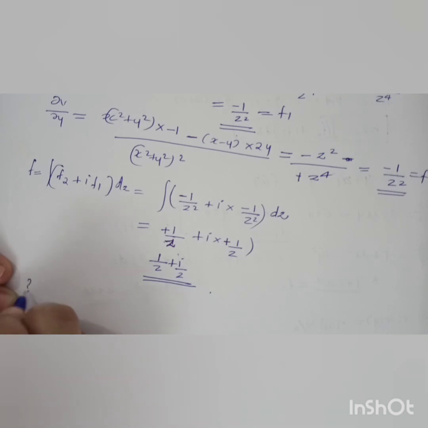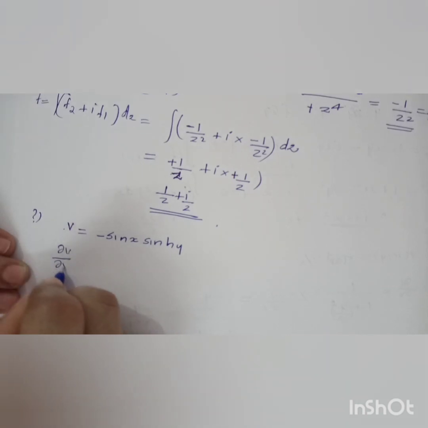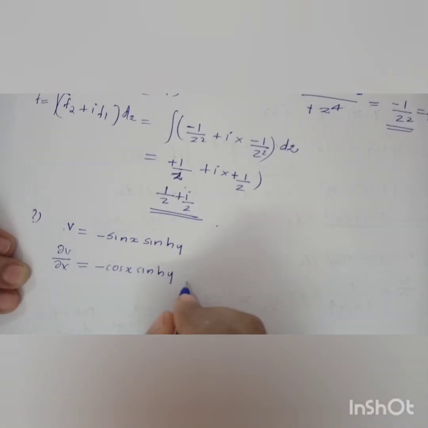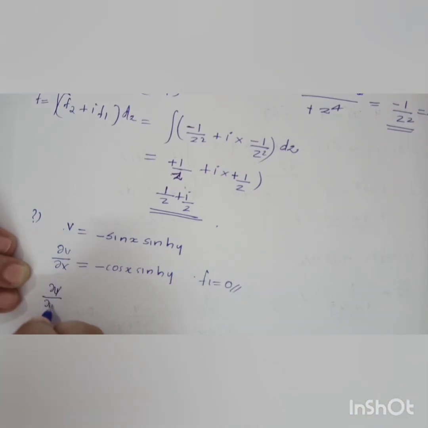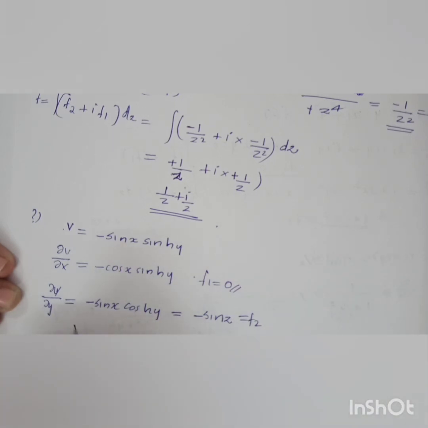Okay, so next problem, that is v is equal to minus sin x sinh y is given. So we have to find dou v by dou x, that's equal to minus cos x sinh y. Put y is equal to 0, so we get a function f1 is equal to 0. And dou v by dou y, that is minus sin x cosh y. So cosh y is equal to 1, and put x equal to z, that is minus sin z for f2. So the function f is equal to integral f2 plus i f1.